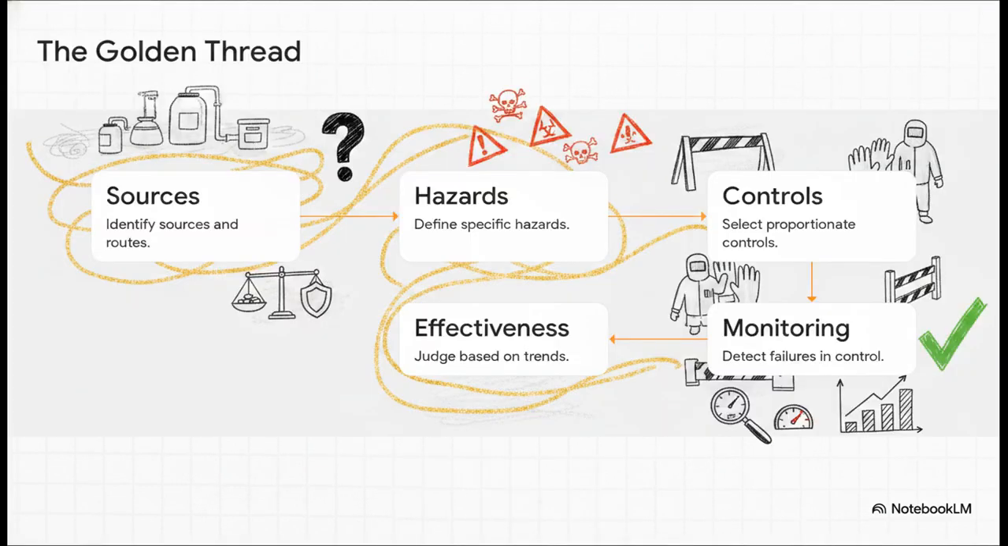This right here is the ultimate golden thread. It represents exactly what a mature contamination control strategy looks like. QRM supplies the reasoning, linking your raw sources and routes to specific hazards, which dictate proportionate controls. Those controls require specific monitoring to prove they work, which finally leads to assessed effectiveness. Every single step is linked by documented, objective reasoning.